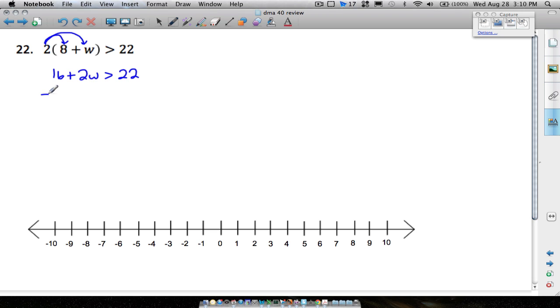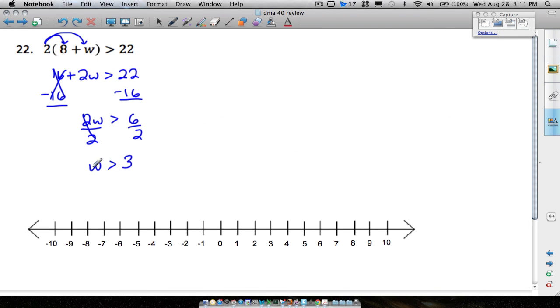Working on getting w by itself, subtract 16 from both sides. Therefore, we have 2w is greater than 22 minus 16. That is going to be 6. Dividing by 2 on both sides, we get w is greater than 3.